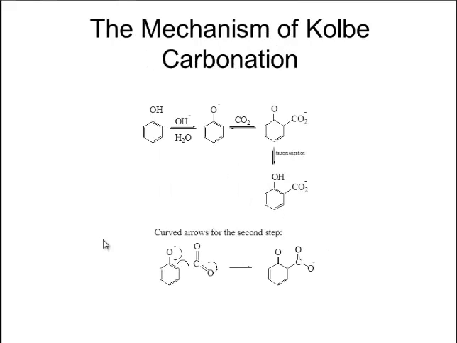In this slide, I'm showing you the mechanism of the Kolbe carbonation. First step, the hydroxide simply pulls off an H+ from the phenol, as we learned in the previous reaction, to produce a phenoxide. And then comes the interesting step in which the carbon-carbon bond making reaction occurs. Notice that a pair of electrons comes out of the benzene ring and attaches to the carbon dioxide, produces the carboxylate, and a pair of electrons moves down from the oxygen to form a carbon-oxygen double bond.